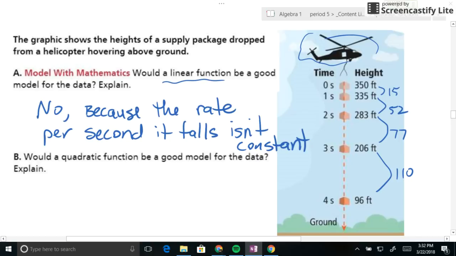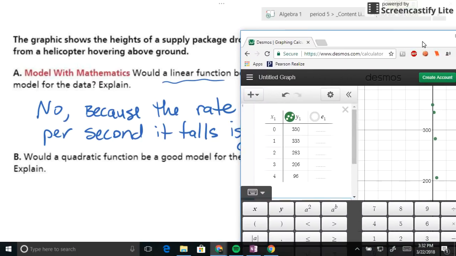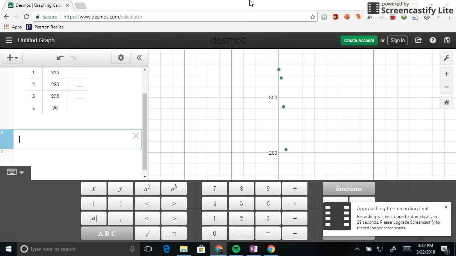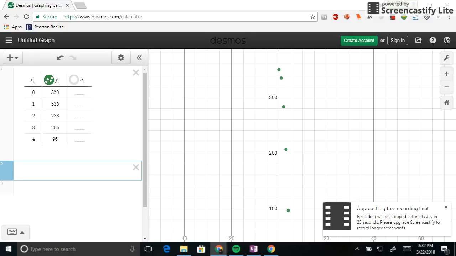So would a quadratic function be a good model for this data? Well, what we can do to see if the quadratic function would be a good fit is take a look at the quadratic regression, which I can do on Desmos. So you'll notice here I've actually already programmed the data in. And you can see how those numbers are already programmed in.